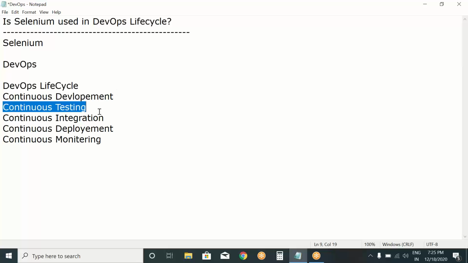Here, continuous testing is one of the phases of the DevOps life cycle. For continuous testing, QA test tools like Selenium are used. So, Selenium test tool can be used in DevOps lifecycle.